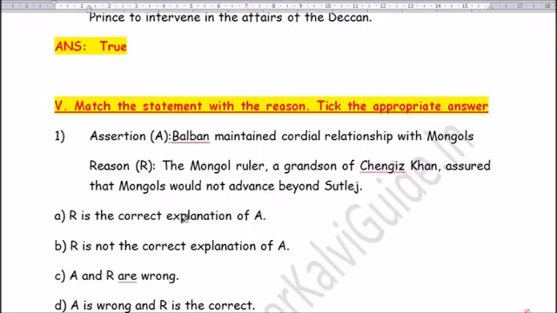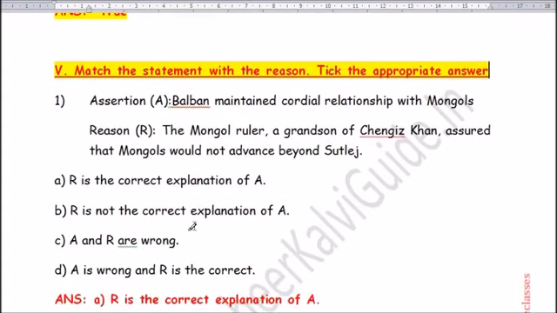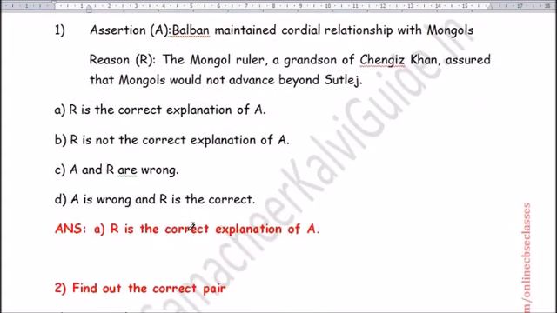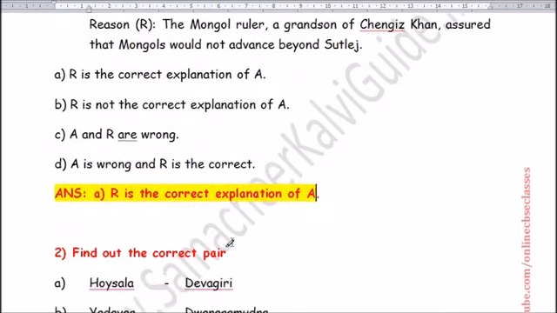Balban maintained cordial relationship with Mongols. The Mongol ruler, the grandson of Genghis Khan, assured that Mongols would not advance beyond Satluj. Option A, R is the correct explanation of A. B, R is not the correct explanation of A. C, A and R are wrong. And D, A is wrong and R is correct. The answer is A. R is the correct explanation of A.